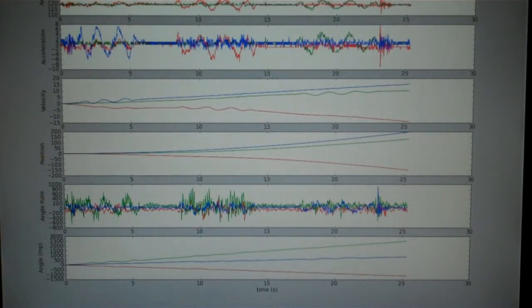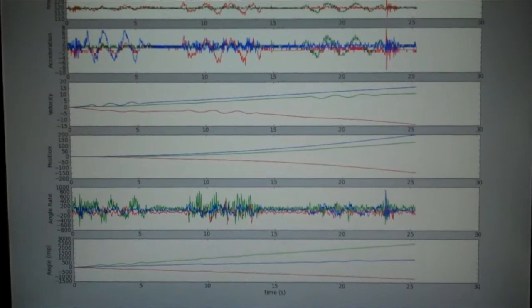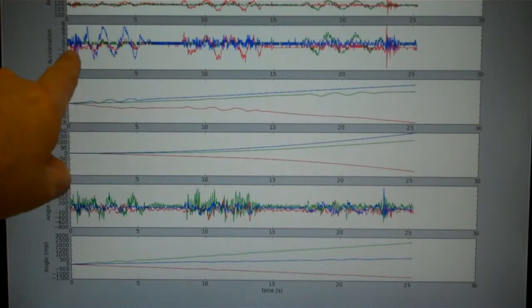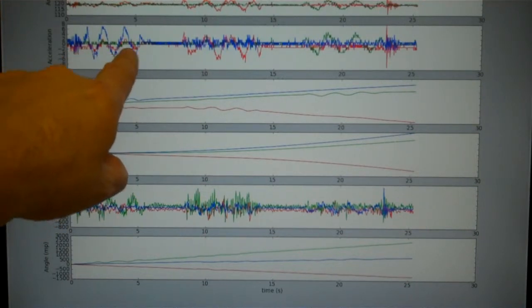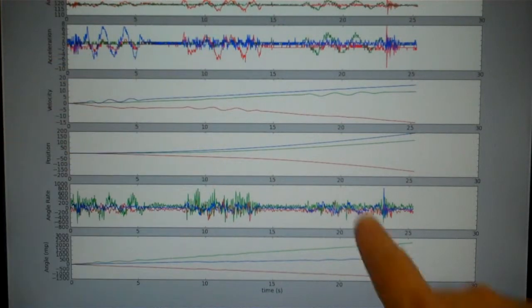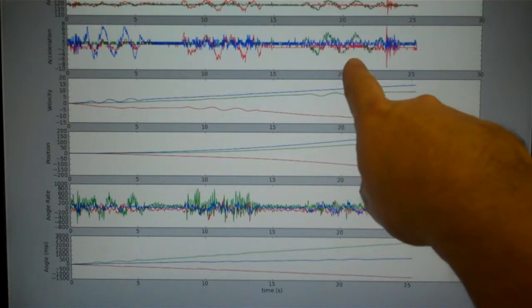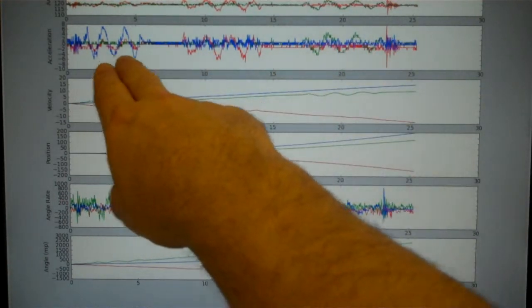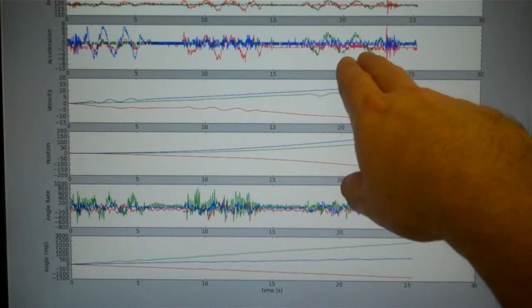So what I've got here is the accelerometer data. You can see here, if I'm wiggling it up and down, the blue line's moving. If I'm wiggling it to and from me, the red line's moving. And if I'm wiggling it along its lengthwise axis, the green line's moving. You can actually see these fairly clearly. You can see which direction it was moving in.